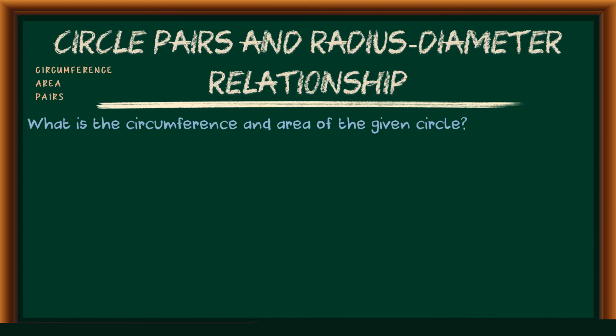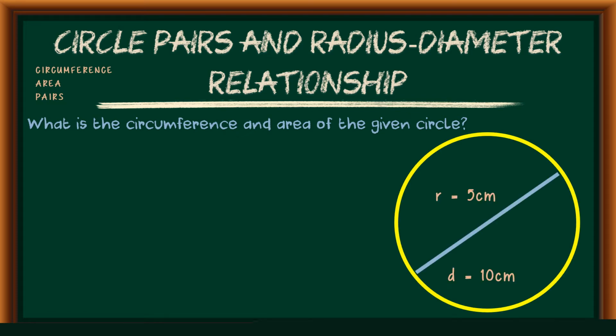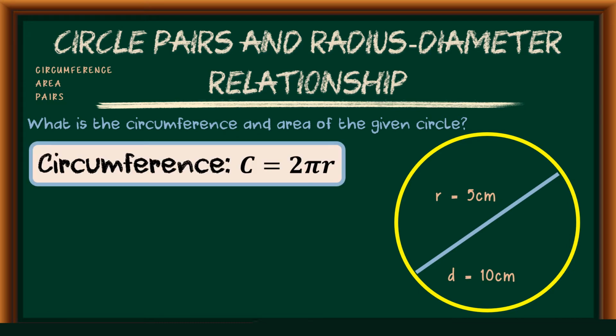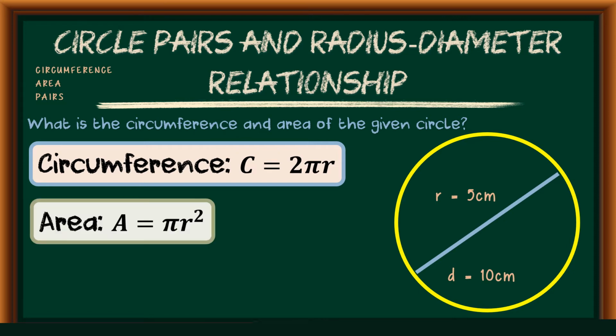Next, what is the circumference and area of the given circle? Circumference. Okay, so circumference ay counterpart ni perimeter. Okay, sa polygon, perimeter. And we have the formula circumference is equal to 2 pi r. And the area is pi r squared. What is the difference between circumference and area?